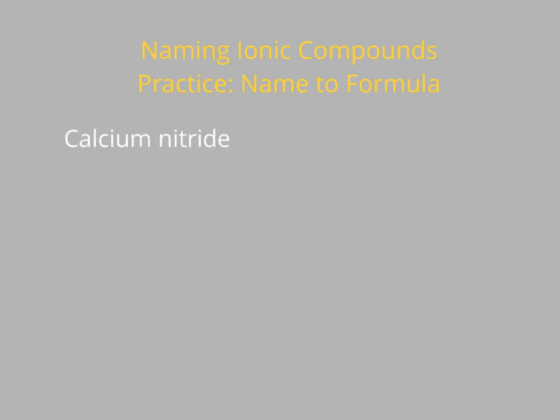Okay, let's take a look at another example, calcium nitride. So we've confirmed that calcium nitride is an ionic compound because it's made of a metal and a nonmetal, calcium our metal, and nitrogen our nonmetal, because remember our name ends in "ide", so if we drop that "ide", we know that's nitrogen. So the first thing we're going to do is write out our formula. So calcium is Ca and nitrogen is N.